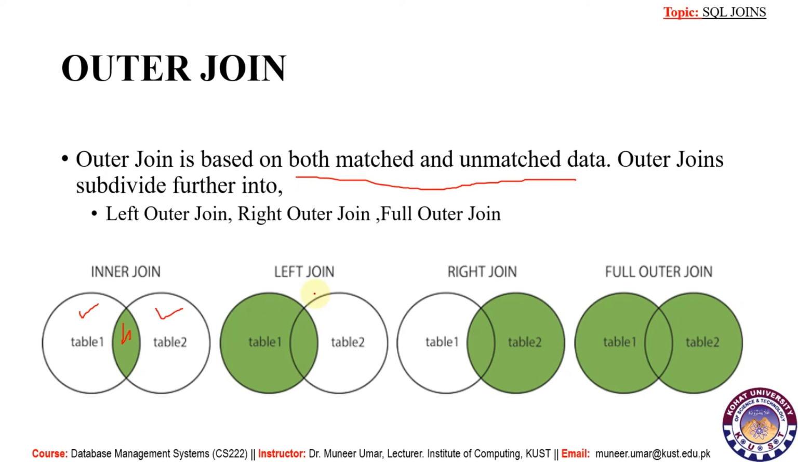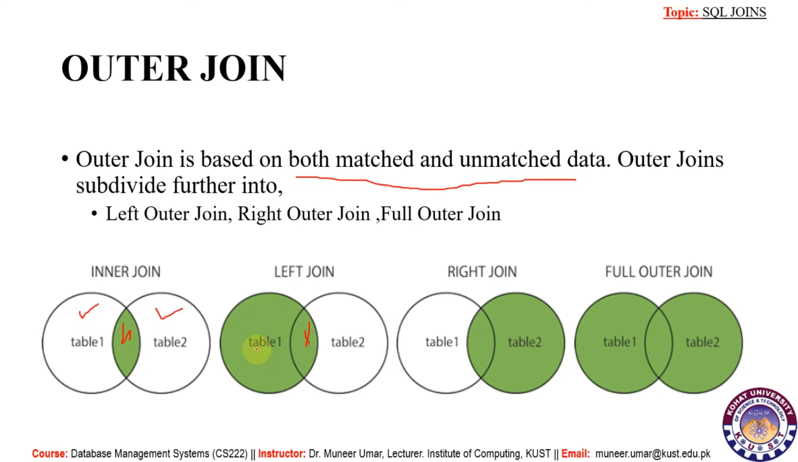Then in outer joins we have three types: left, right and full outer join. So what will happen in left outer join? We will get this matched data. This data is present in both the tables according to our example, ID number 1, 2 and 3. These three tuples will be present in the result, plus unmatched data in table 1. Let's say the employee info is table 1.